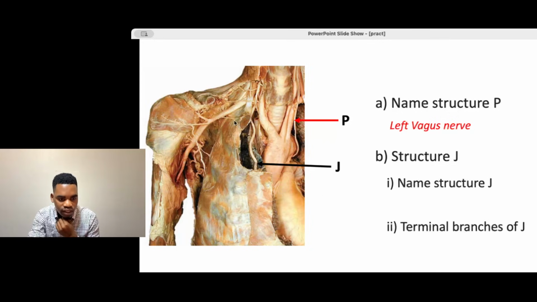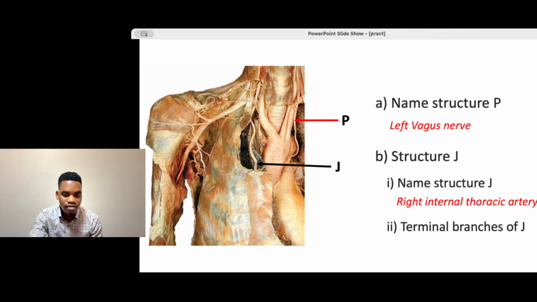Then we go to structure J and name it. What is structure J? Pay much attention here. It's coming from this branch over here. It's coming from the subclavian artery, the first part of the subclavian artery, descending down. That will be the internal mammary artery, or the internal thoracic artery. But on which side? Be specific again. That's the right internal thoracic artery, or right internal mammary artery.